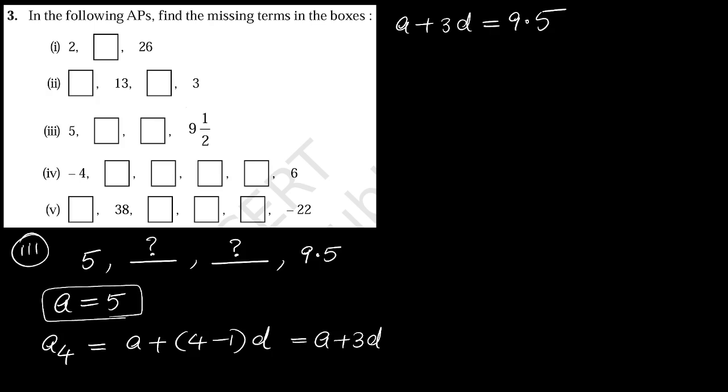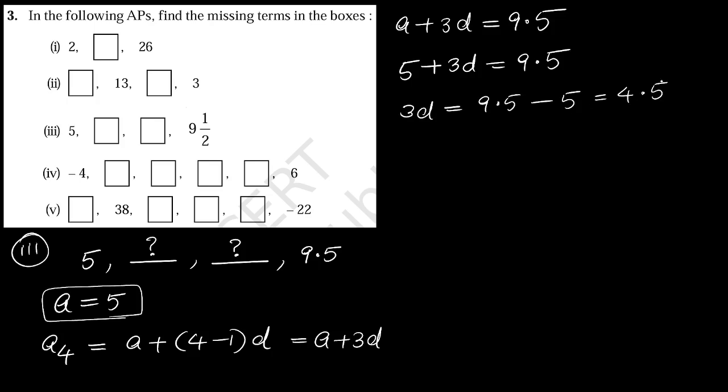If you have finished, you can send me the answer through chat message. What is A? In this question, A is given, A is 5. So I can substitute A as 5. 5 plus 3D equal to 9.5. There will be a fraction or decimal, later you may write it as 1 by 2. No problem. 3D equal to 9.5 minus 5. It is 4.5.